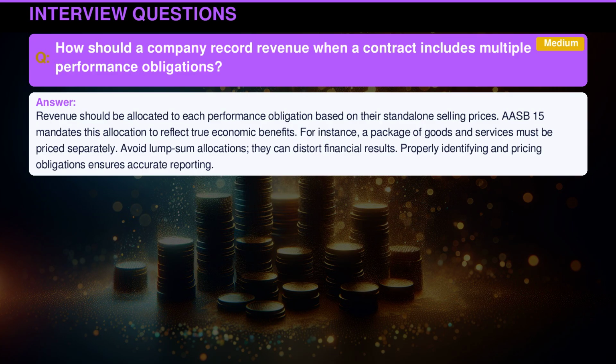Revenue should be allocated to each performance obligation based on their standalone selling prices. AASB 15 mandates this allocation to reflect true economic benefits. For instance, a package of goods and services must be priced separately. Avoid lump sum allocations; they can distort financial results. Properly identifying and pricing obligations ensures accurate reporting.